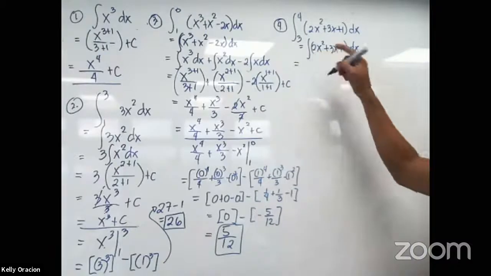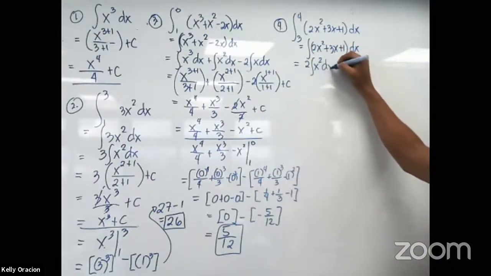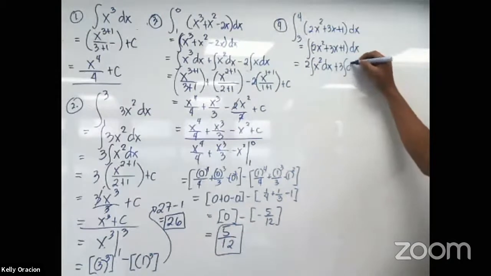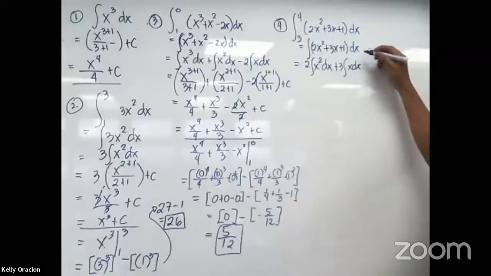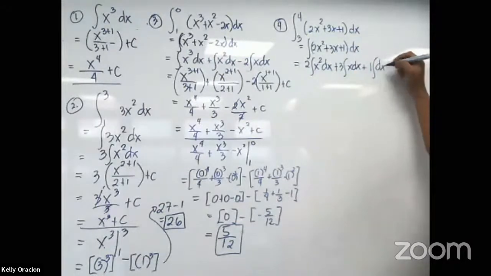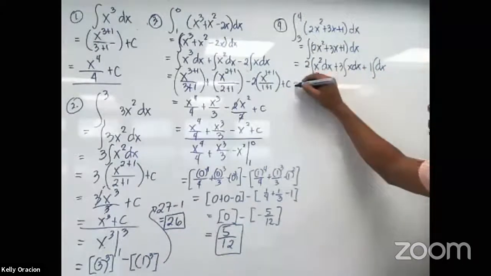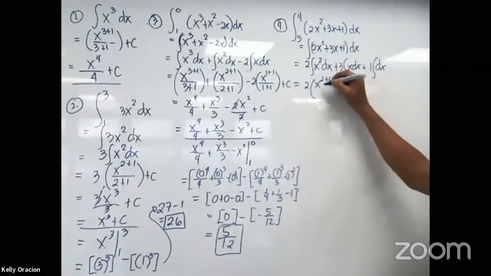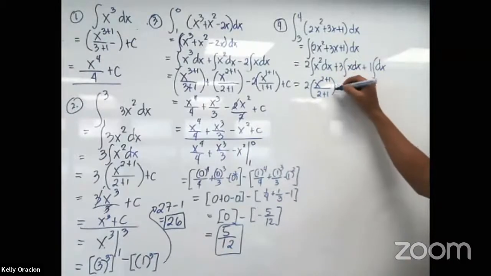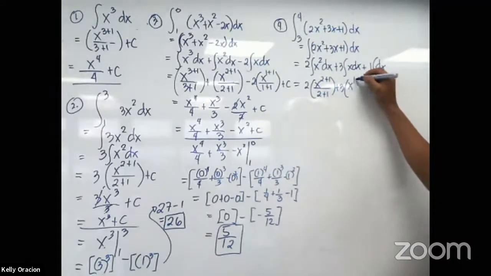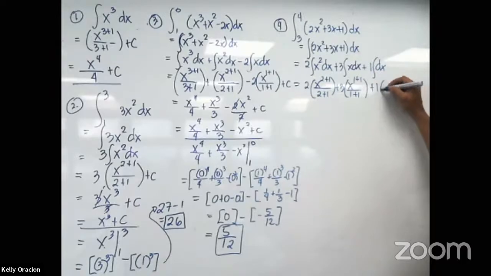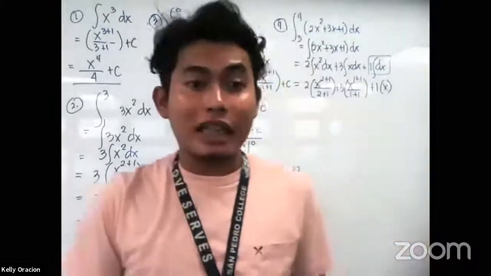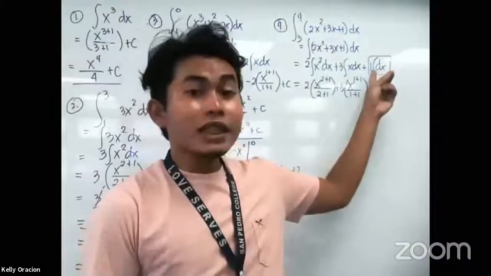Okay? So, the constant, take it out, then x squared dx. The constant, take it out. So, x dx plus 1 dx. So, 2 times x to the 2 plus 1 over 2 plus 1, plus 3 times x to the 1 plus 1 over 1 plus 1, plus 1 times x. Class, this is an example of the constant theorem. Okay? This is an example of the constant theorem.